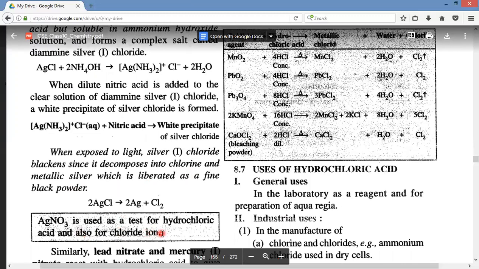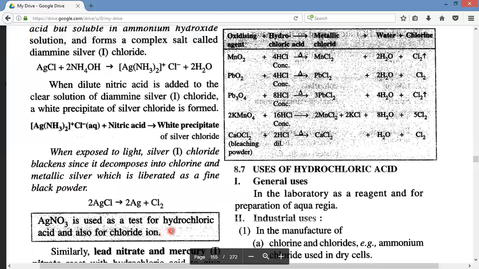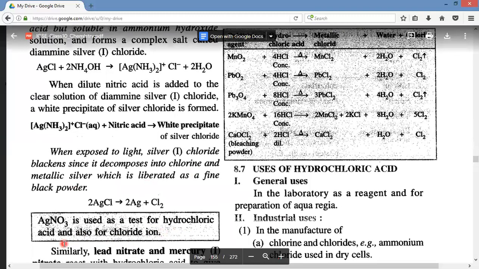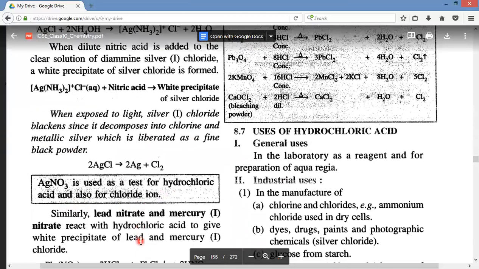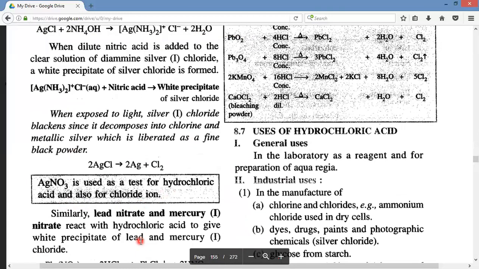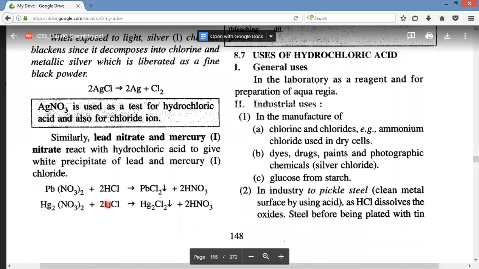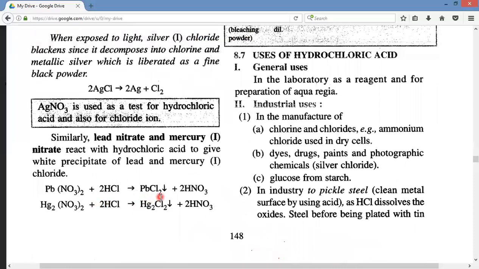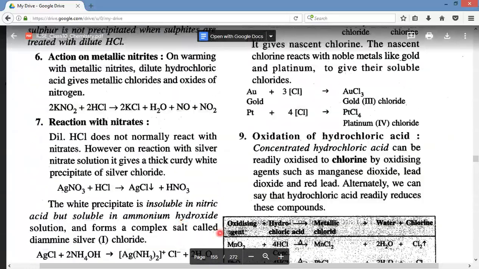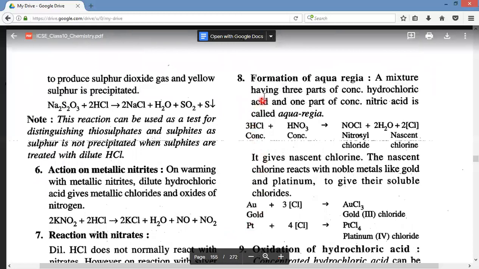AgNO3 is used for the test. We are using it for testing hydrochloric acid, and also it forms chlorine ions or chloride ions. Lead nitrate and mercury(I) nitrate react with the hydrochloric acid, forming lead chloride and mercurous chloride. Both are in the precipitate form with the nitric acid. And this is the identification point of that.